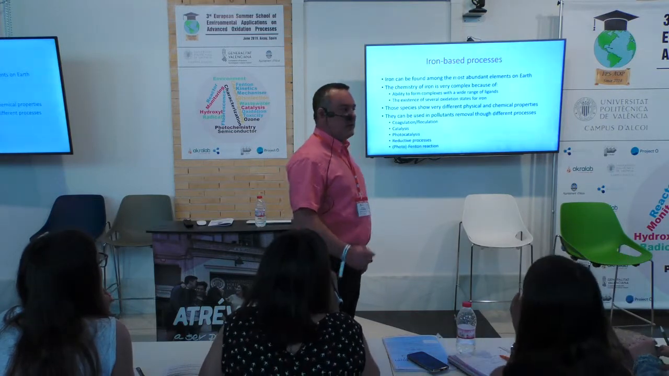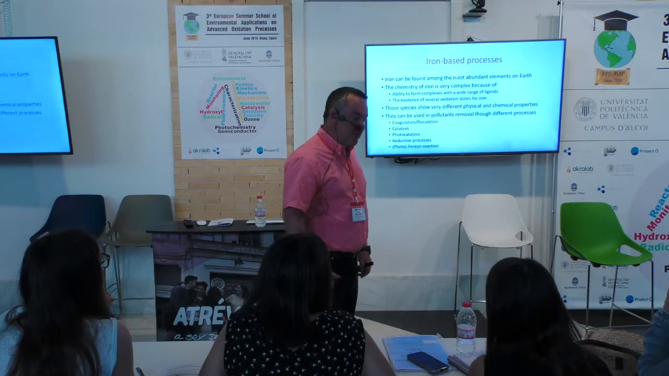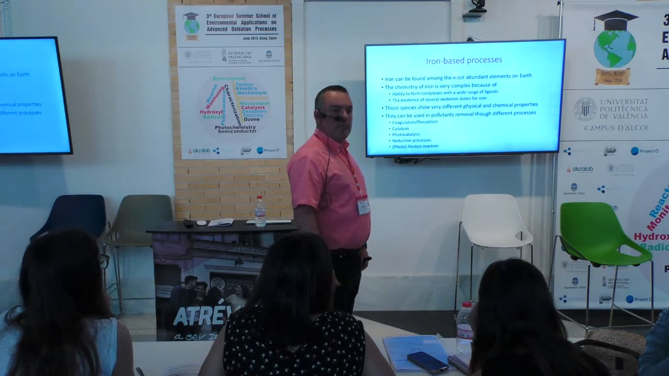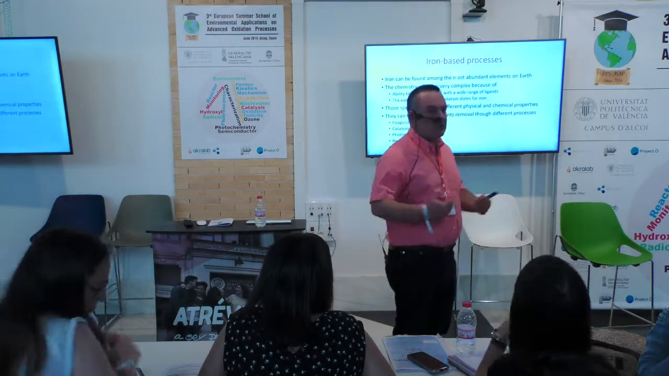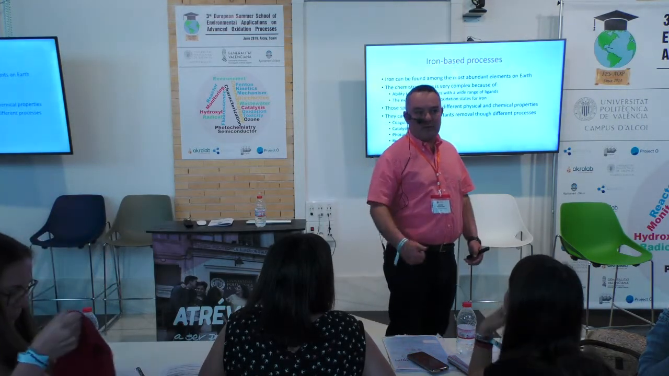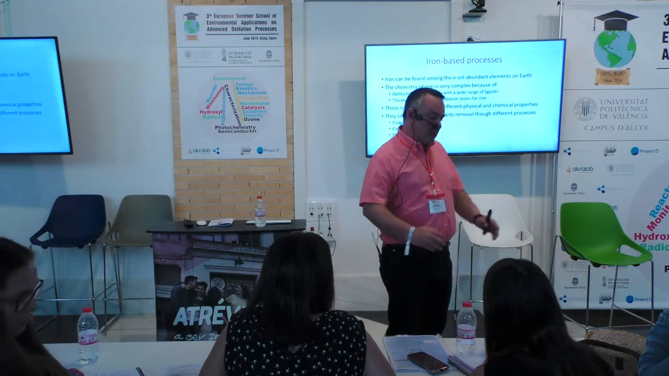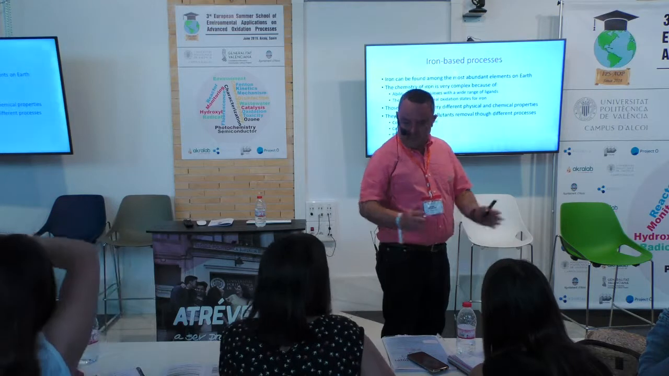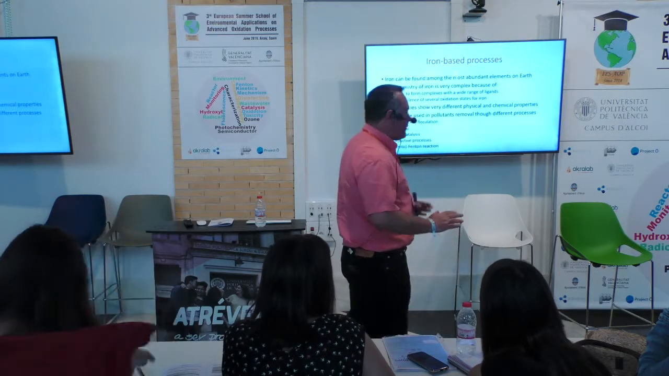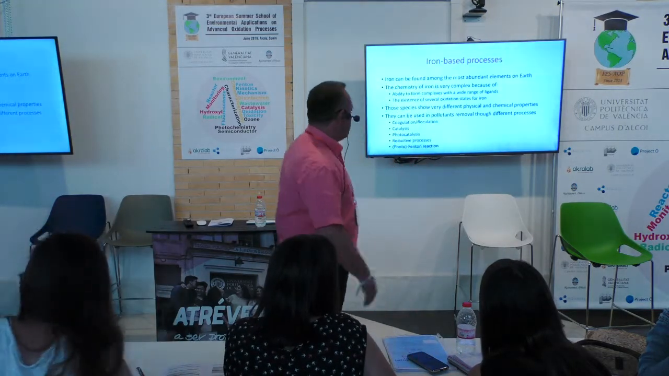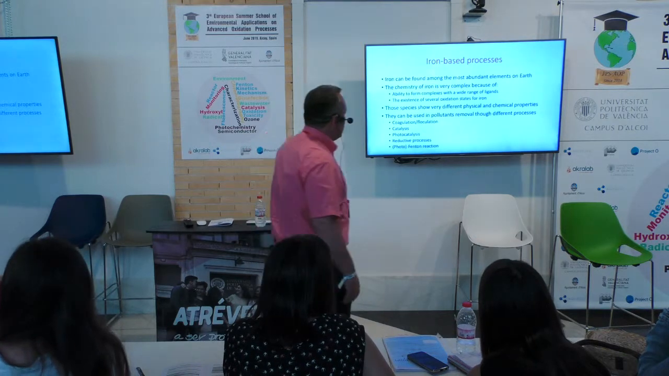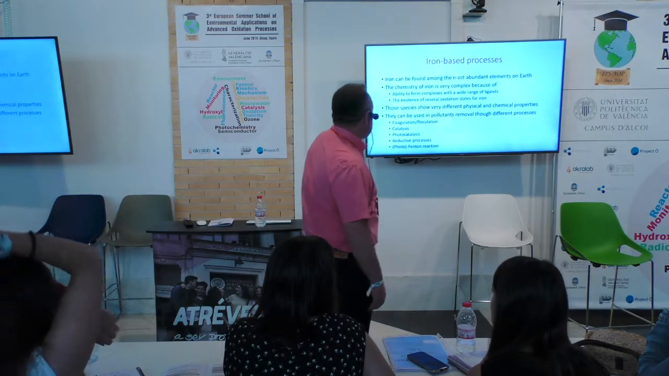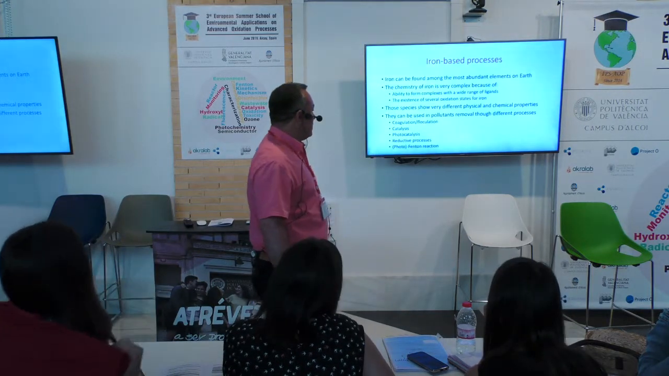For instance, you can have zero-valent iron. You can have iron in the oxidation state of 2, the oxidation state of 3, but we can also find some other exotic species of iron: iron 4, iron 5, iron 6, and even some species, for example magnetite, that mix iron 2 and iron 3. So we have a wide amount of compounds having iron in the structure. These species show very different physical and chemical properties, and they can be used in pollutant removal through different processes.